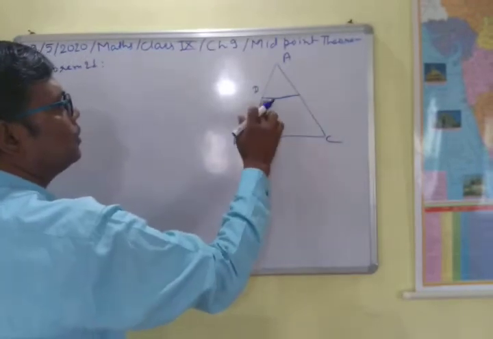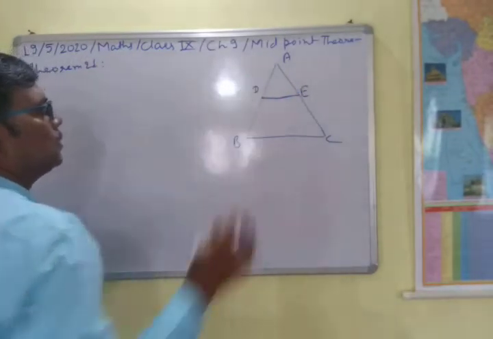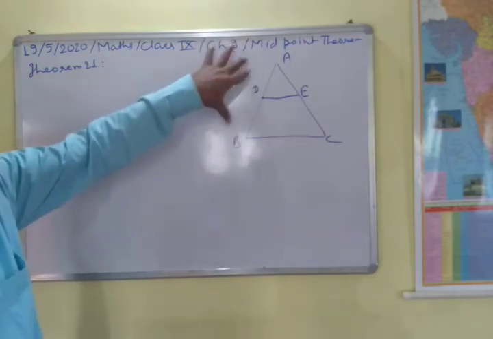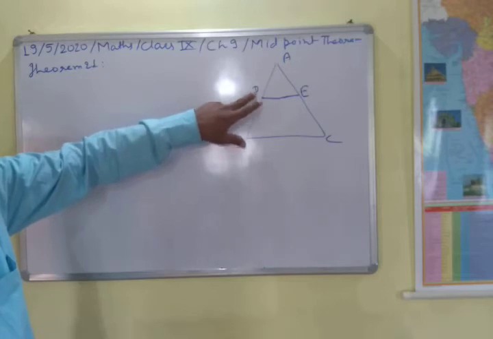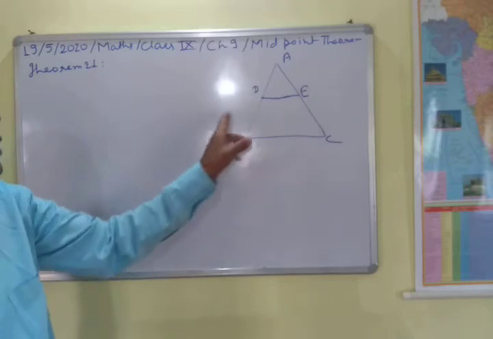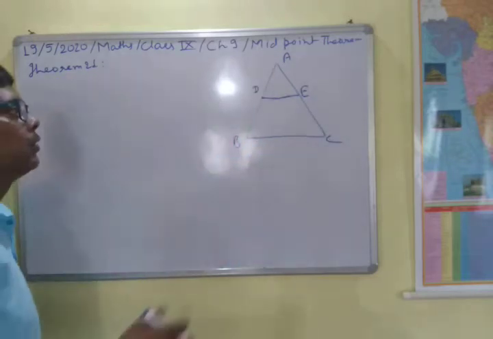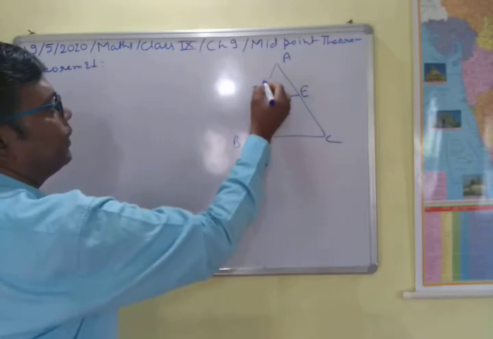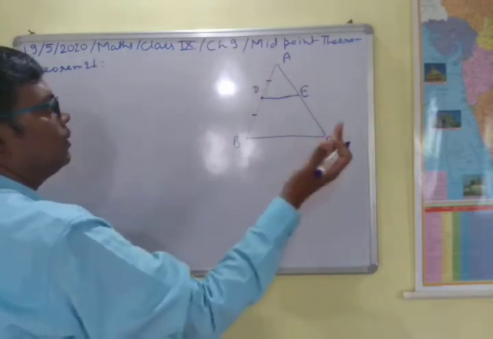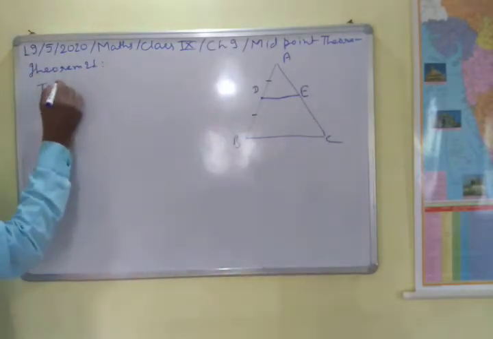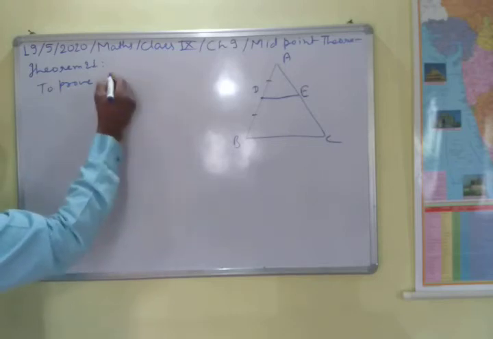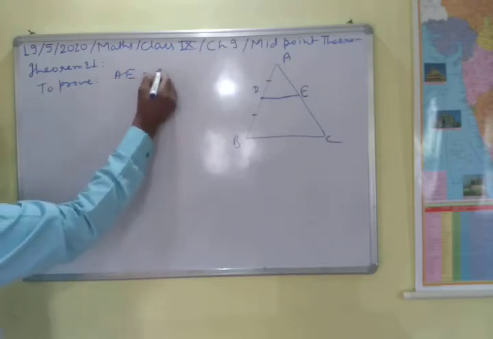That is DE. Listen, here you are given the triangle ABC, and the line joining the midpoint of one side of a triangle, parallel to the third side, bisects the third side. That is the theorem statement. D is the midpoint, so these are equal, as given, and we have drawn DE parallel to BC. Then we have to prove that E is the midpoint, that is AE equal to EC.